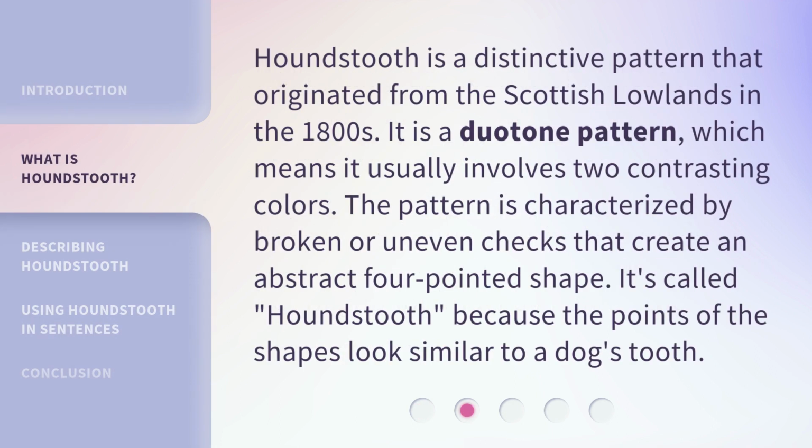Houndstooth is a distinctive pattern that originated from the Scottish lowlands in the 1800s. It is a duotone pattern, which means it usually involves two contrasting colors. The pattern is characterized by broken or uneven checks that create an abstract four-pointed shape. It's called houndstooth because the points of the shapes look similar to a dog's tooth.